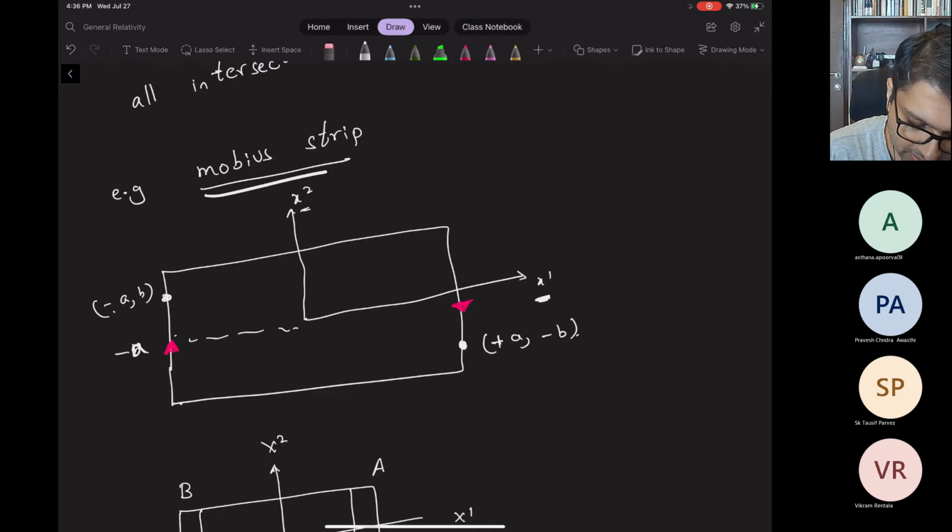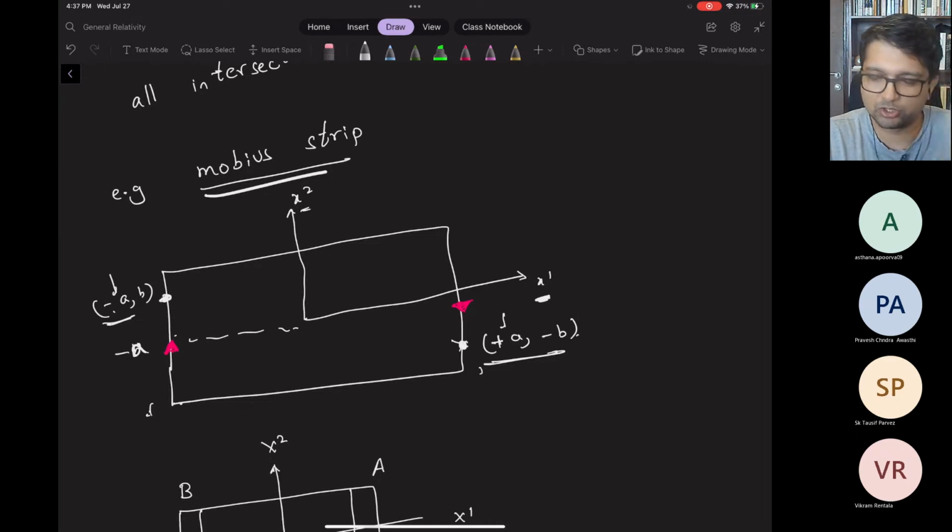minus b. So I cannot use just one patch, for the same reason why on a circle you need two different coordinate patches. When I glue these ends together, this point gets mapped to this point, and the coordinates change discontinuously. So if I don't want the coordinates to change discontinuously, I have to break this up into different coordinate patches and then talk about these different coordinate patches.